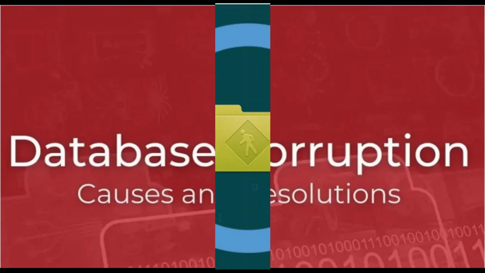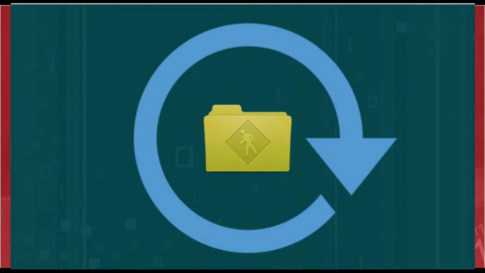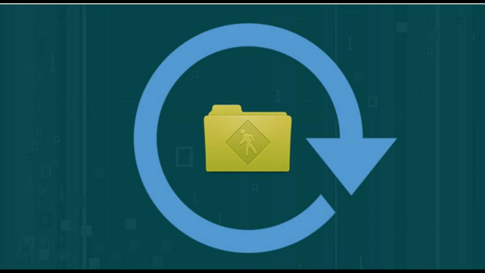Physical corruption, on the other hand, occurs when the storage device itself is damaged. This can happen due to hardware failures, such as a failing hard drive or a power surge.